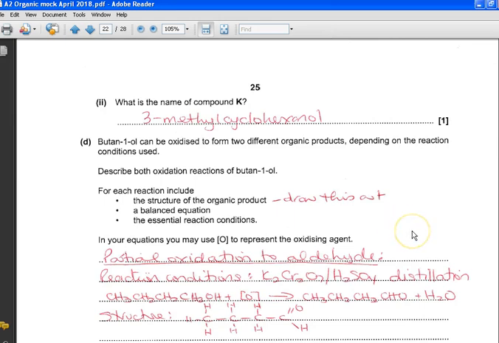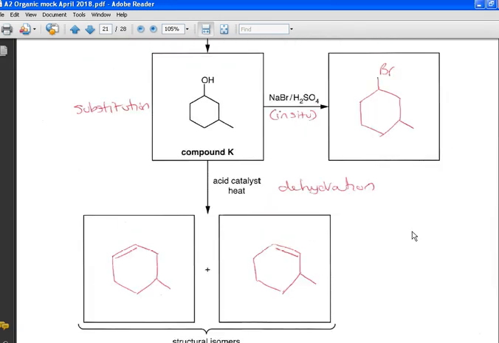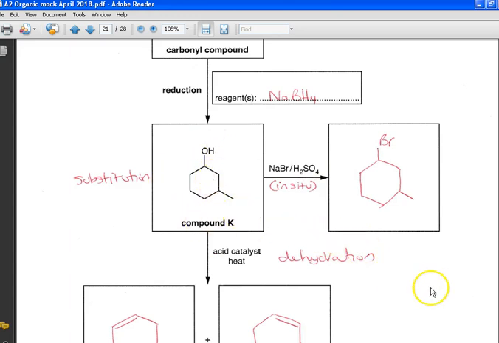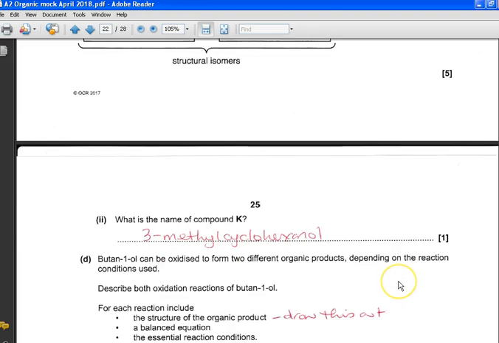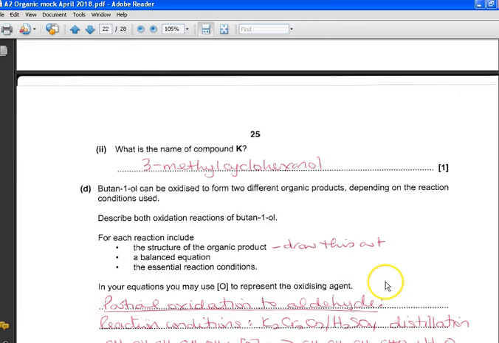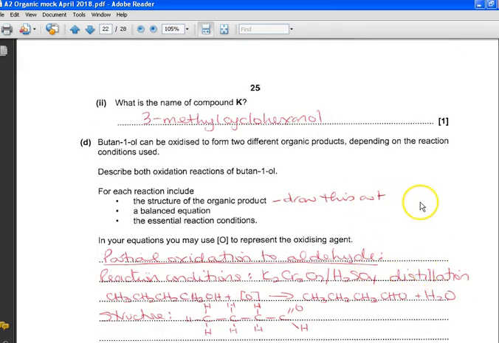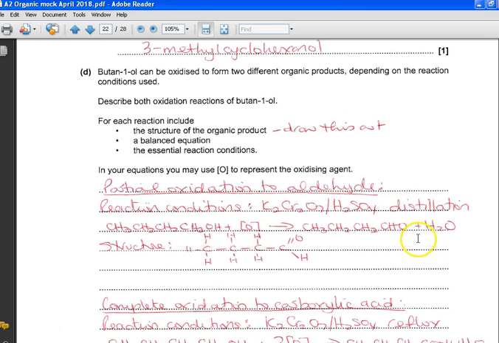The name of compound K, which is here, okay, some of you put this as phenol, but it's not, obviously it's a cyclo compound, it's not benzene. So 3-methylcyclohexanol. Okay, this one, again, this is AS stuff, so it shows you the relevance of making sure that you are looking at your AS folder, notes and things, as well as your A2 stuff.